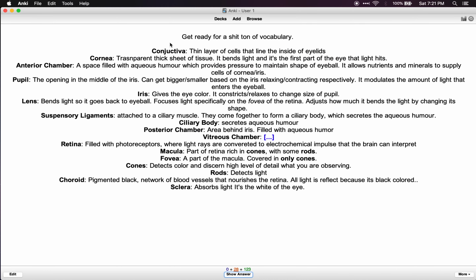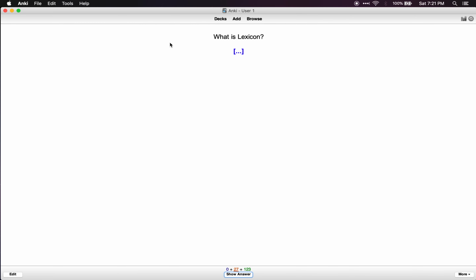The vitreous chamber provides pressure to the eyeball, contains vitreous humor, and supplies nutrients to the eyeball. A lexicon is a set of vocabulary items.